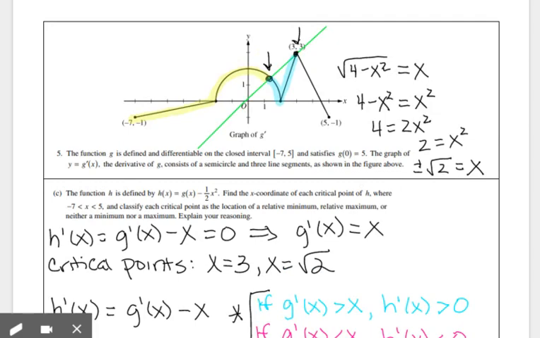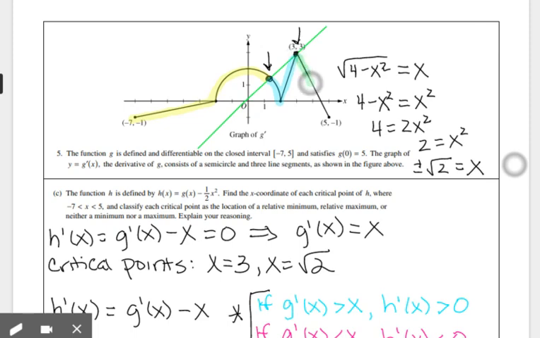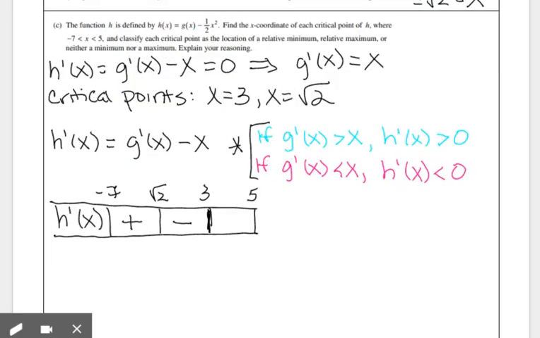And then finally, one more interval. We're going to be looking from 3 to 5, and I'm going to highlight it in a different color. From 3 to 5, we can see that we're underneath the line y equals x again. G prime is less than x. So if g prime is less than x, we know that h prime is going to be less than 0.